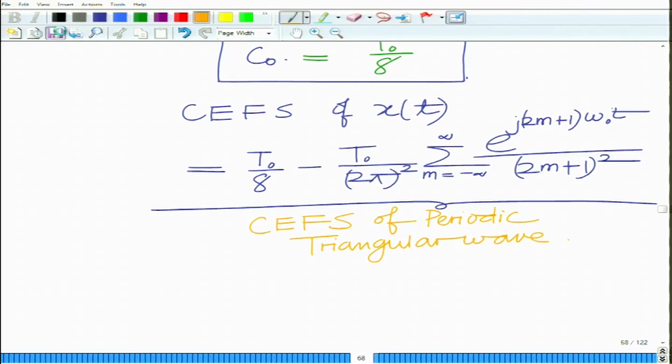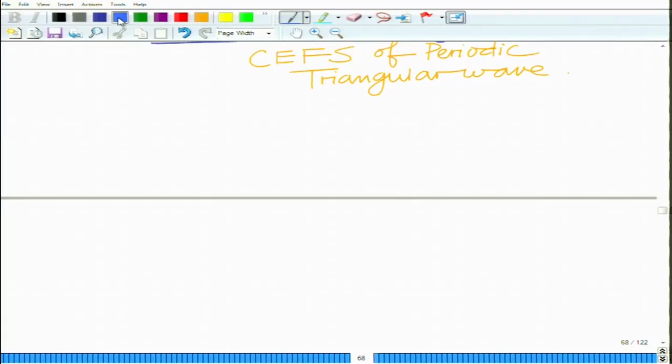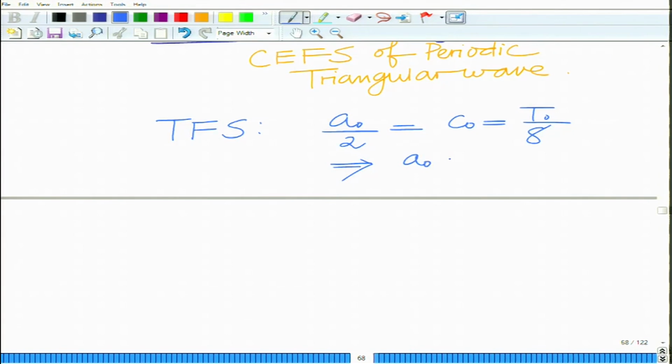This is the complex exponential Fourier series of the periodic triangular wave. Now again, similarly, one can readily evaluate the TFS, that is the trigonometric Fourier series. Coming to the TFS, remember we have A naught by 2 equals C naught equals T naught by 8, which implies A naught equals T naught by 4.